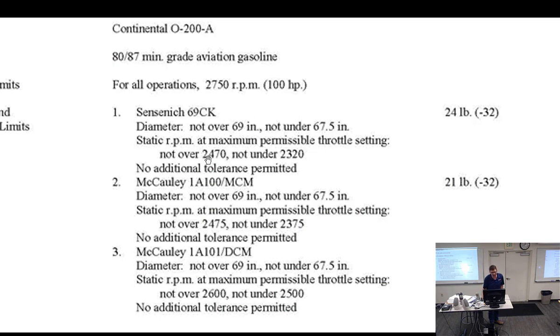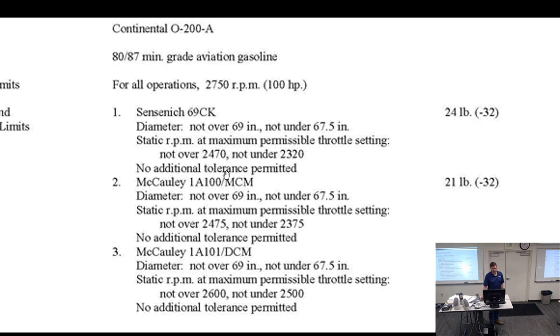Hello. It says right there, not over 2470, not under 2320. There's your pitch information. Who would have thought? They don't care what the pitch is, but your static RPM better be at least 2320, and it better not be more than 2470. So a person can adjust it as long as it's in between those numbers? Yep.